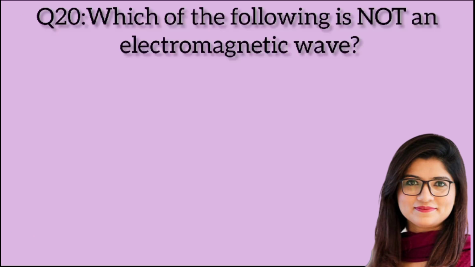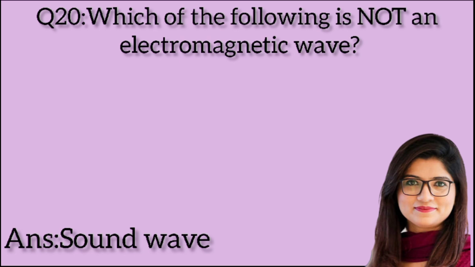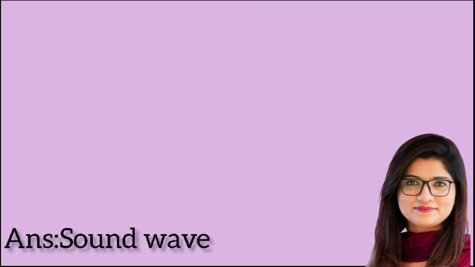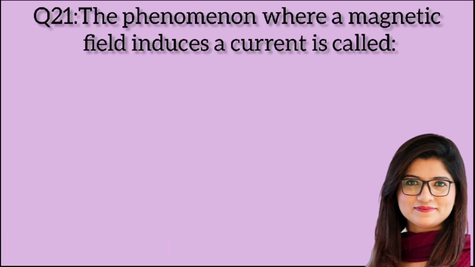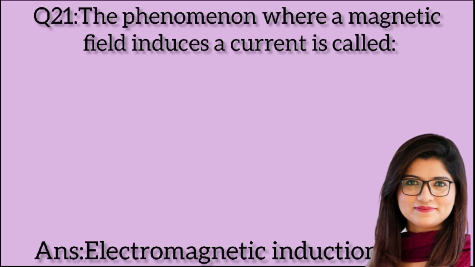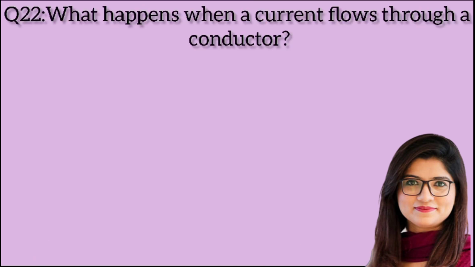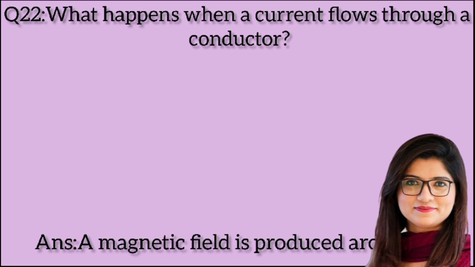Question 20. Which of the following is not an electromagnetic wave? Answer: sound waves. Question 21. The phenomenon where a magnetic field induces a current is called. Answer: electromagnetic induction. Question 22. What happens when a current flows through a conductor? Answer: a magnetic field is produced around it.